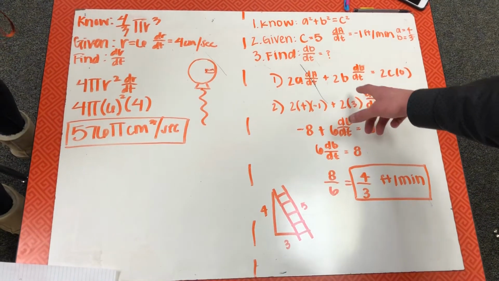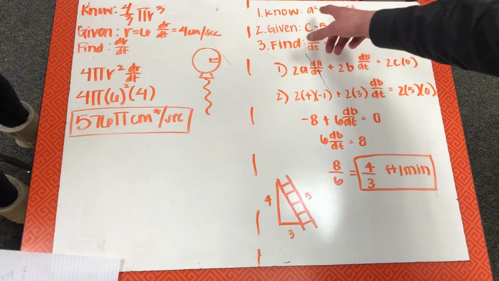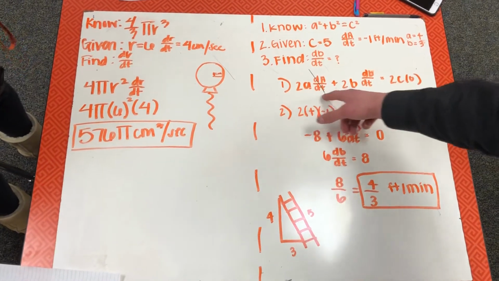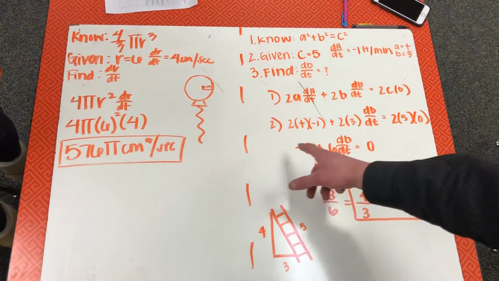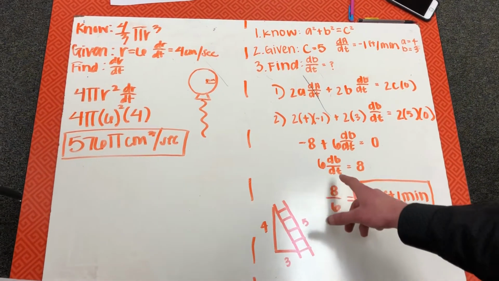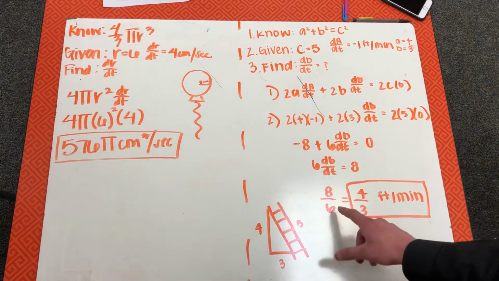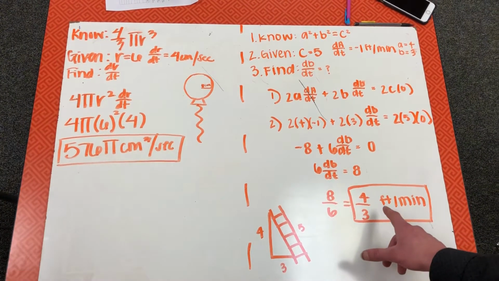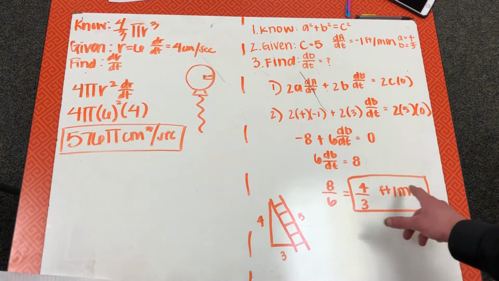We took the derivative of the Pythagorean theorem, a squared plus b squared equals c squared, and we were left with this equation. We plugged values in, solved algebraically, and were left with dB over dt equals 8 over 6, which, as you see, simplifies to 4 over 3 feet per minute.